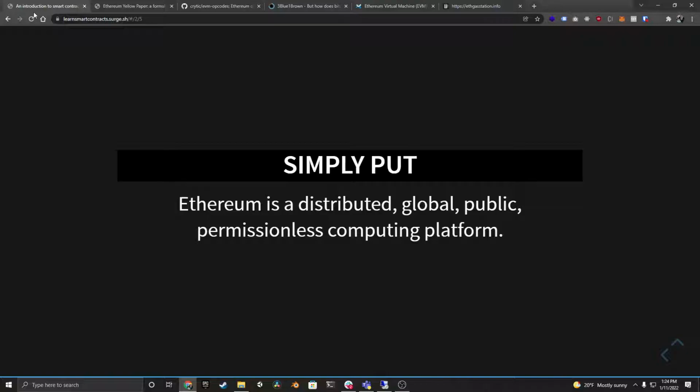So if we want to put this simply and kind of wrap this up a bit, simply put, Ethereum is a distributed, global, public, permissionless computing platform. There's a lot of words there, but I think it is exciting that this is even possible. And Ethereum isn't the only one now, right? We have a lot of other blockchains emerging that employ this idea of smart contracts and being able to execute code within this distributed computing platform. It literally is a world computer.